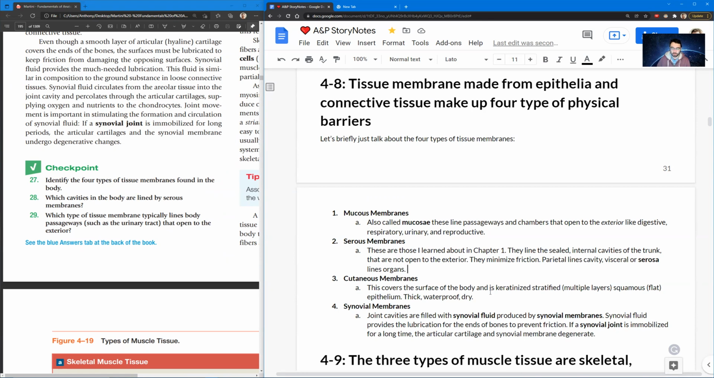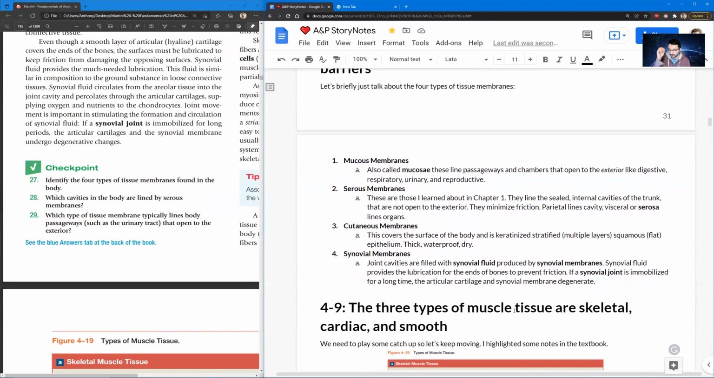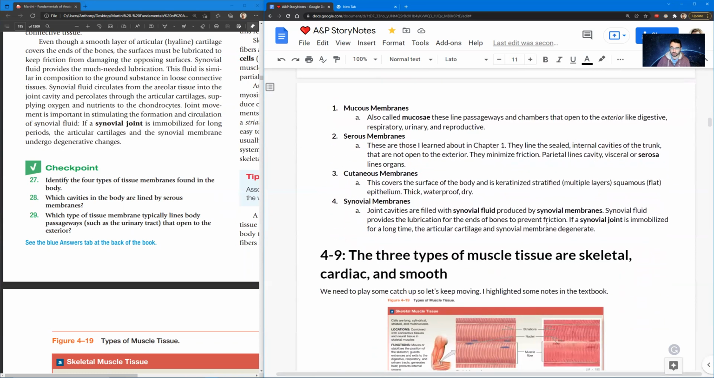And we have cutaneous membranes. They cover the surface of the body, and they're keratinized, stratified, multiple layers, and squamous, which means they're flat. So think thick, waterproof, and dry. Then we have synovial membranes, which we'll learn more about in the joint chapter. They're filled with synovial fluid, which is produced by synovial membranes. Synovial fluid provides the lubrication for the ends of bones to prevent friction.